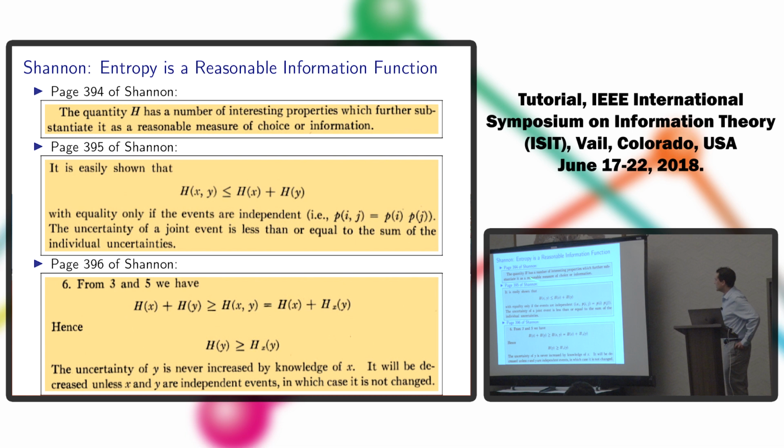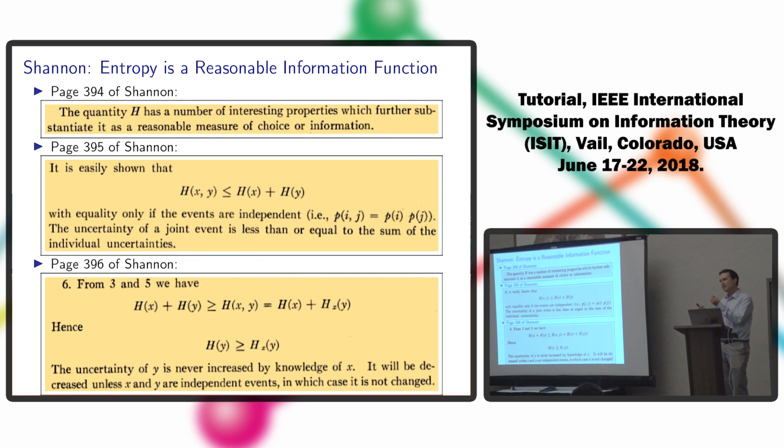So first of all, he said the quantity h, the entropy, has a number of interesting properties which further substantiate it as a reasonable measure of choice or information. Okay, and then later on, page 395, he said it's easily shown that h of xy is less than or equal to h of x plus h of y. So basically, this is the subadditivity property.